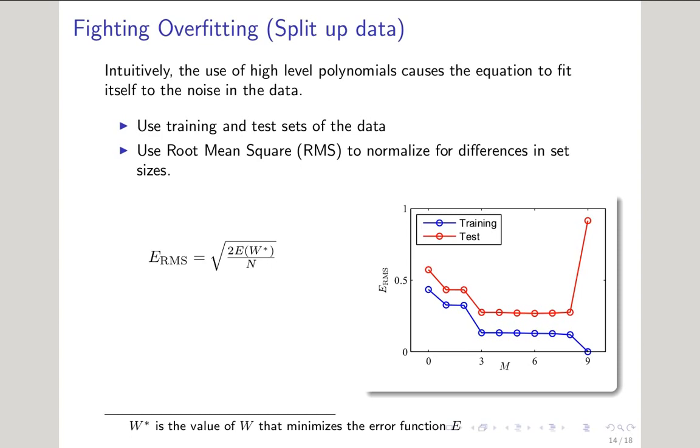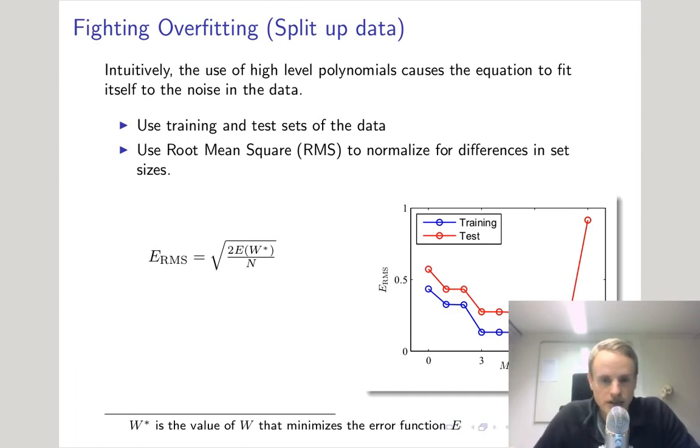The root mean square error allows one to normalize for differences in the size of the training and the test sets. As you can see in the graph in the lower right, we have a plot that represents the information from our polynomial example that we had earlier. As you can see, choosing a polynomial with order between 3 and 8, they all perform roughly the same. It isn't until we get to the 9th order that we see the extreme overfitting occur.